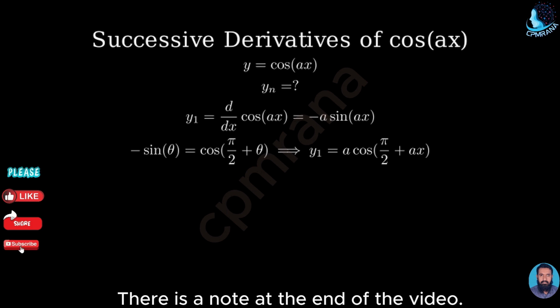For the second derivative, we differentiate y sub 1 to get negative a squared times cosine of ax. Using similar trigonometric identities, this equals a squared times cosine of pi plus ax, or a squared times cosine of 2 pi over 2 plus ax.